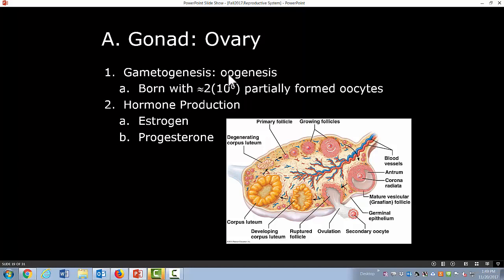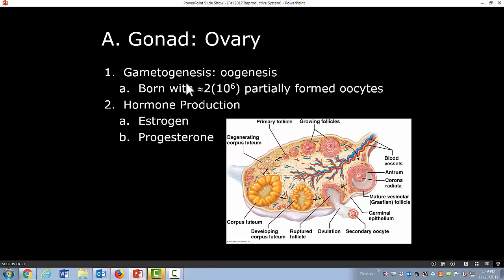Now keep in mind that human females are actually born with about 2 million partially formed ovums. It isn't until we reach puberty, reproductive maturity, that they complete their formation. More on that in a little while.